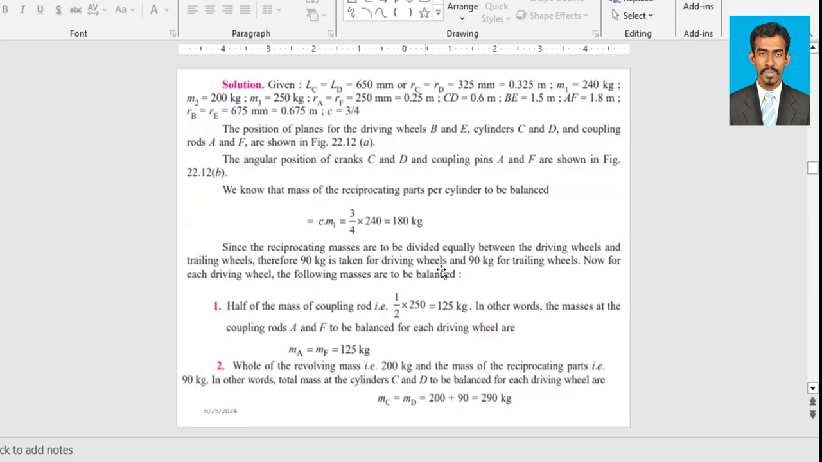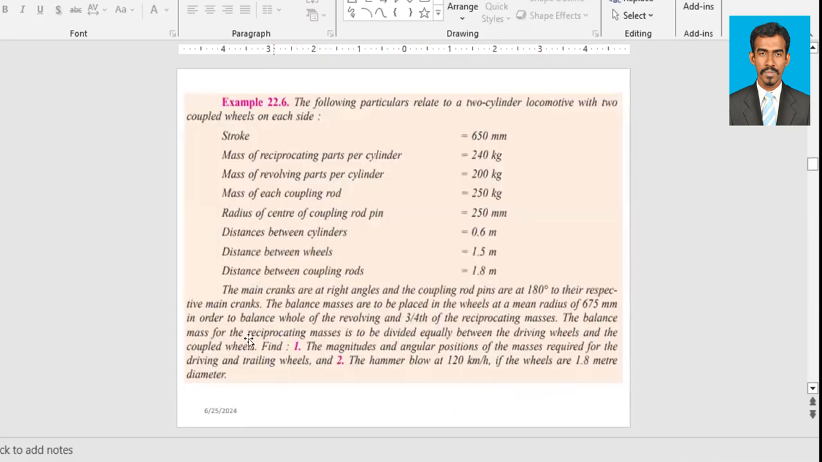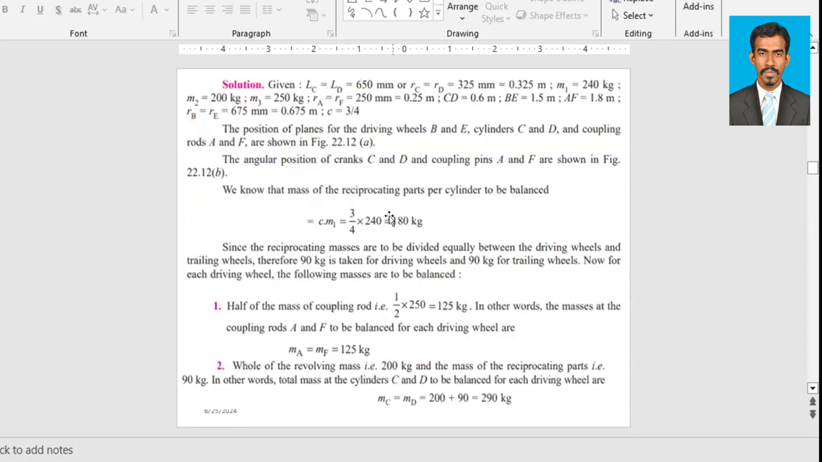Since the reciprocating masses are to be divided equally between the driving wheels and the coupled wheels, as asked in the question, we have to divide this equally. If you divide it by 2, you'll have 90 kilogram. Therefore, 90 kilogram is taken for driving wheels and 90 kilogram is taken for trailing wheels. So now we have to balance only 90 kilogram of the reciprocating mass for the driving wheel, and the rest of the 90 kilogram will need to be balanced in the trailing wheels.